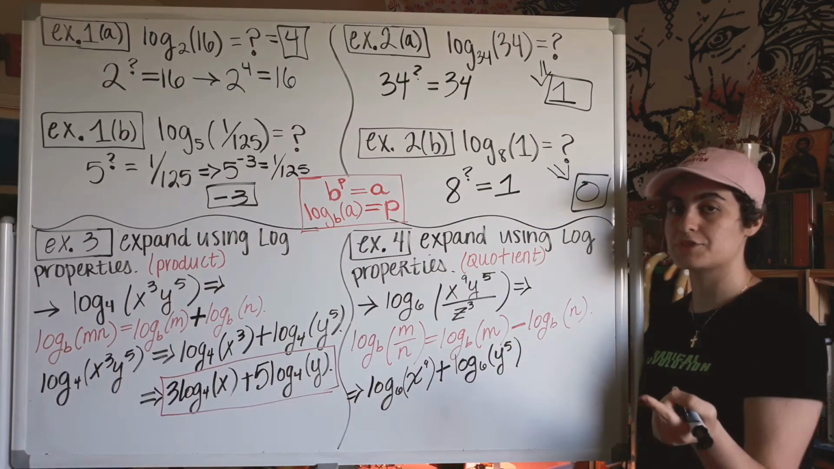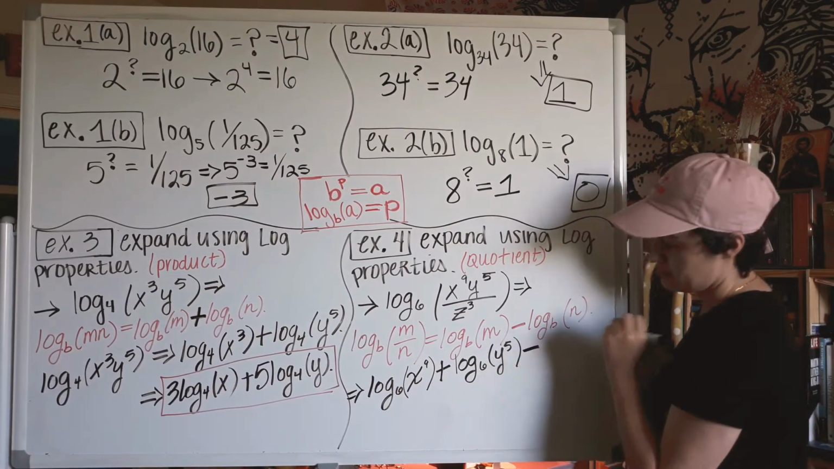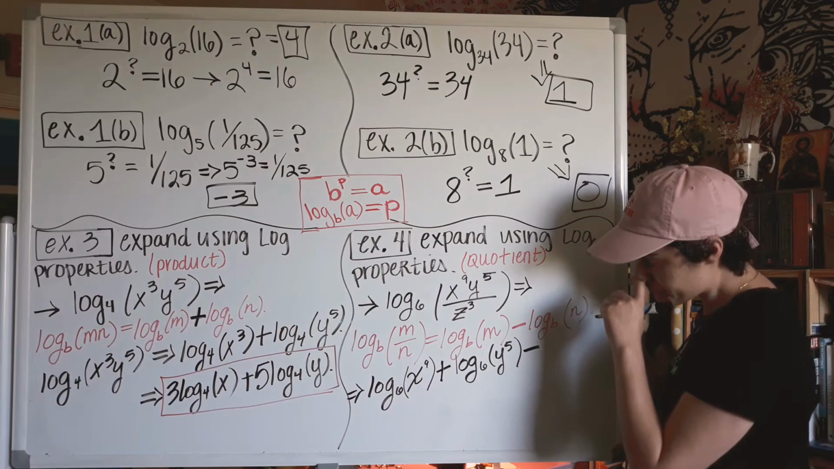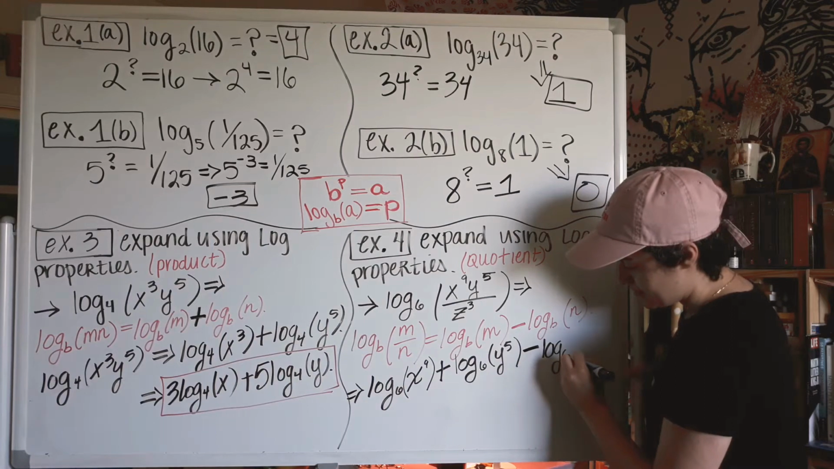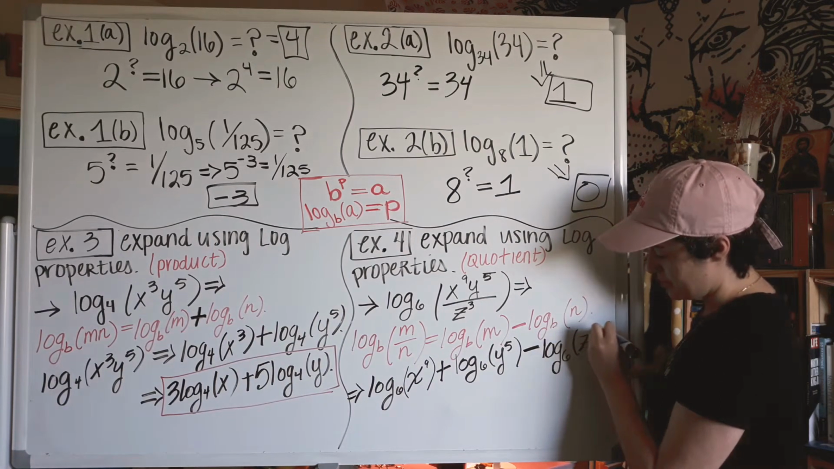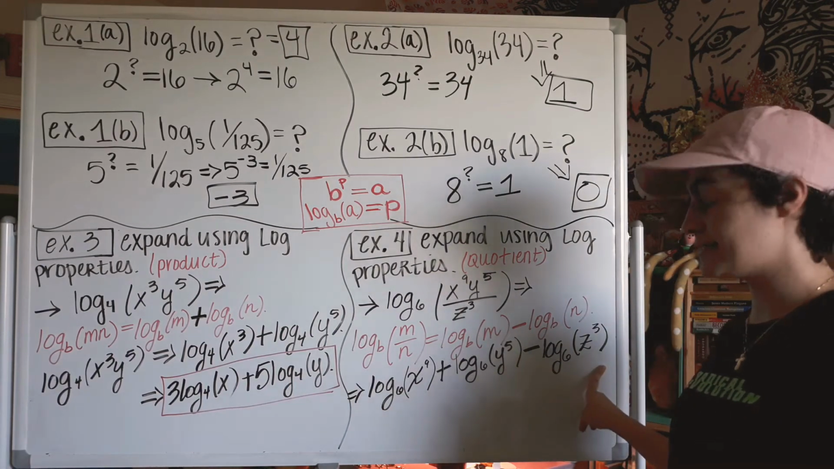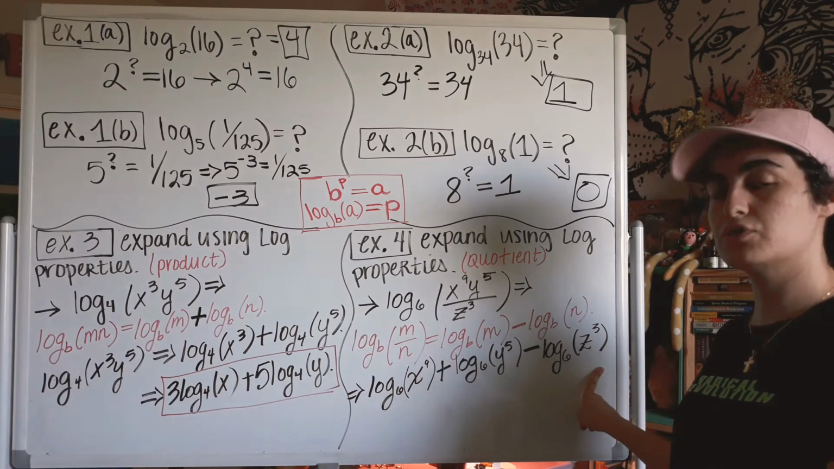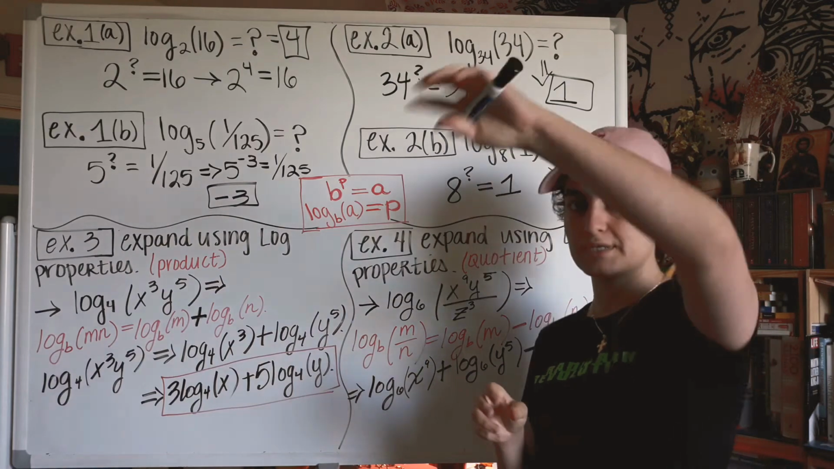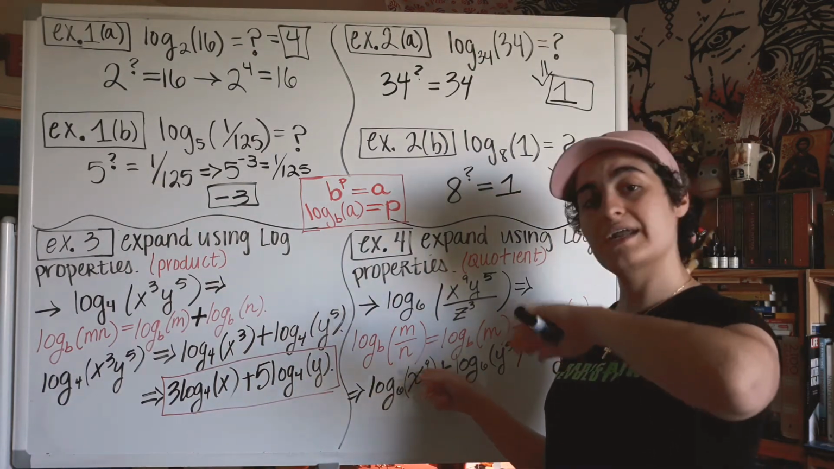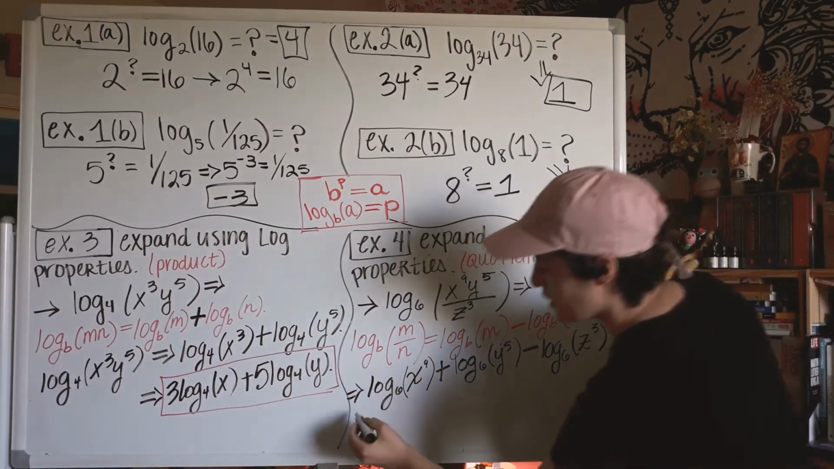Now we actually utilize the quotient rule, so the dividing part. Minus this piece, log 6 z to the 3rd. Okay, so this is it expanded. It's not fully expanded yet because we want to utilize law number 3 again. Okay, and law number 3 tells us to bring that exponent to the very front. Okay, we want maximum expansion.